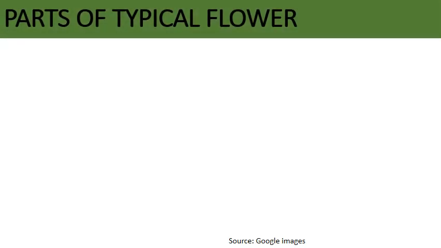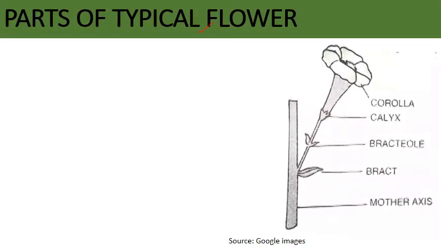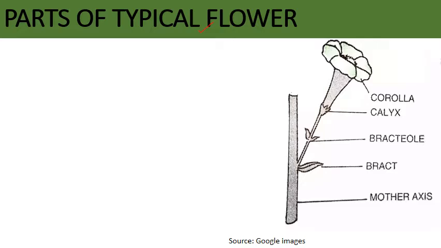Next comes parts of a typical flower. A typical flower consists of a mother axis, bract, which is a leaf-like structure, jo ki node pe present hota hai, and it protects the flower in bud condition. Then comes a pedicel. Pedicel will bear the floral parts. In pedicel, there are again small leaf-like structures jinhe kaha tha bracteoles.